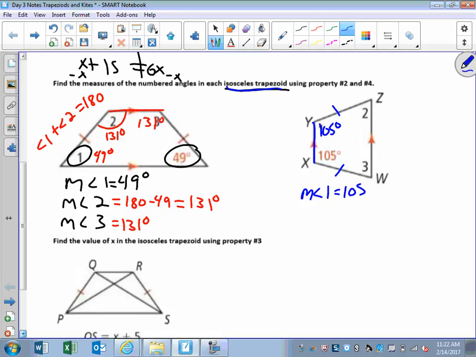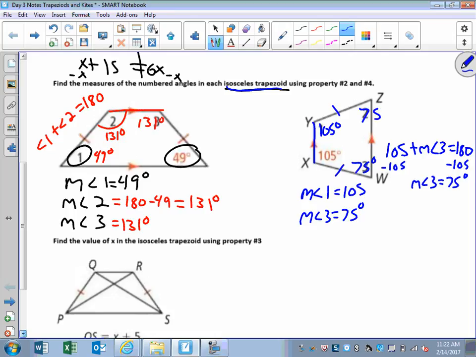And we also know that 105 plus angle 3 is going to have to be 180. Okay, so if we subtract 105 on both sides, we know that the measure of angle 3 has to be 75. So we got 75 here. And if angle 3 is 75, that means angle 2 has to also be 75.